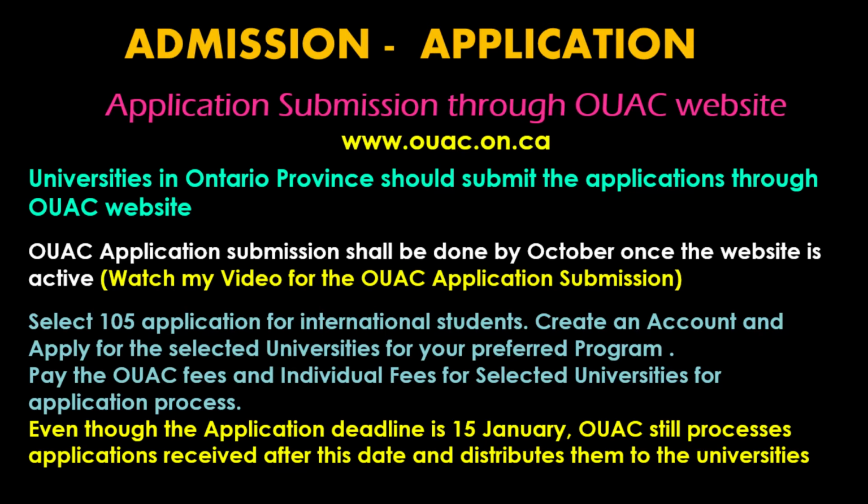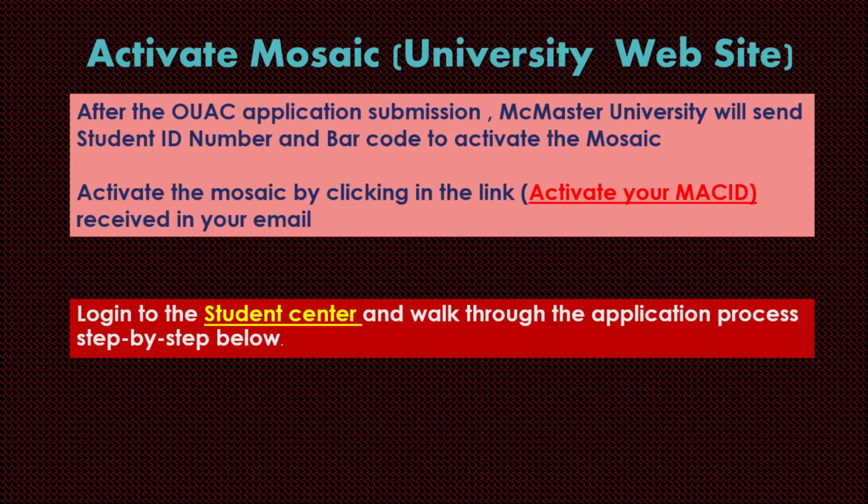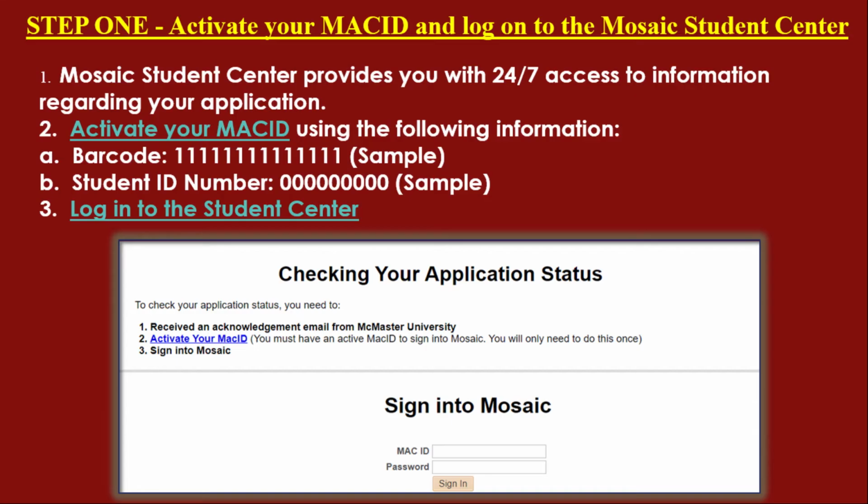After submitting the OUSC application, OUSC will forward your application to McMaster University. Keep checking the email. McMaster will send an email confirmation of the receipt of your application and provide your student ID number and barcode with a link to activate MacID and to log into Mosaic Student Center. Please go through the steps.